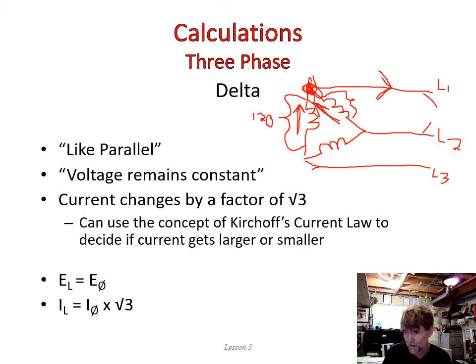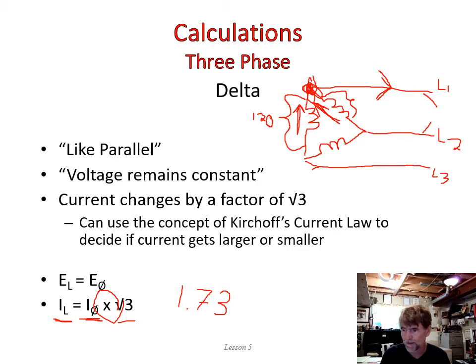And that's what we see in this equation. The current in the line is equal to the current in the phase multiplied by √3. Now what is √3? √3 is 1.73 roughly.